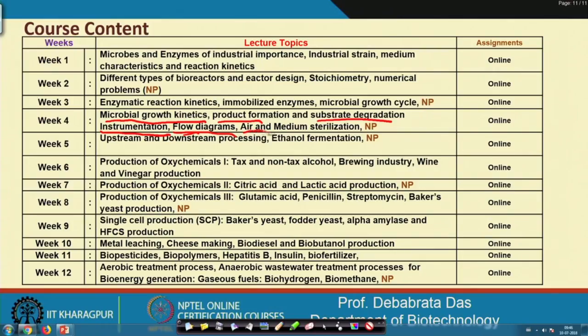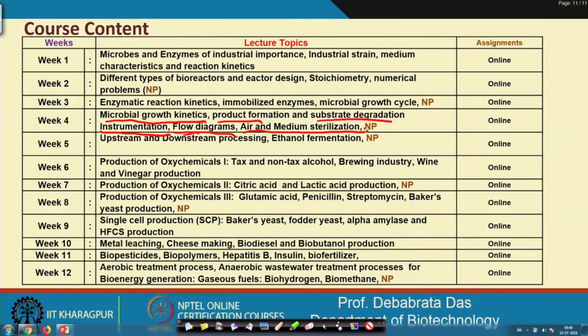Now, I said that air and medium sterilization plays a very important role. We know that in a microbial fermentation process, your conditions should be such that your desired organism grows in a manner so that other organisms do not interfere in the process. So sterility of the process plays a very important role.